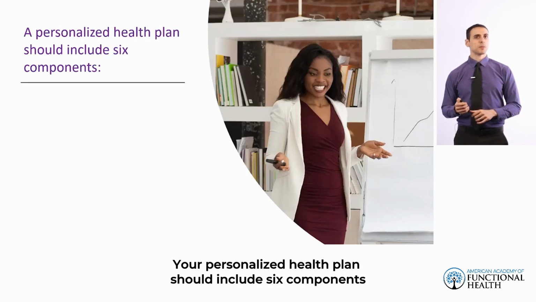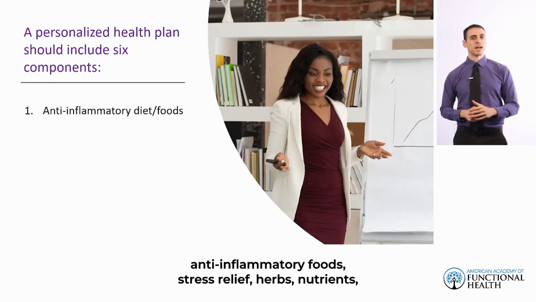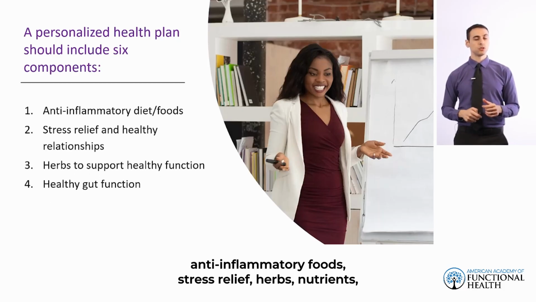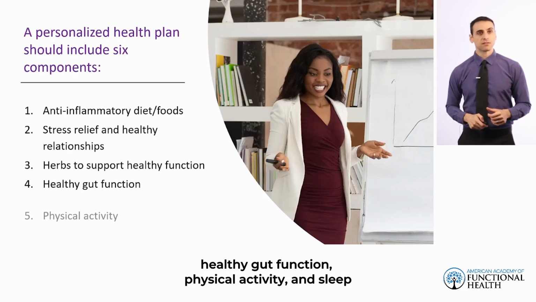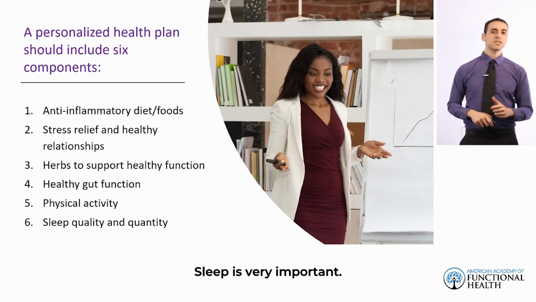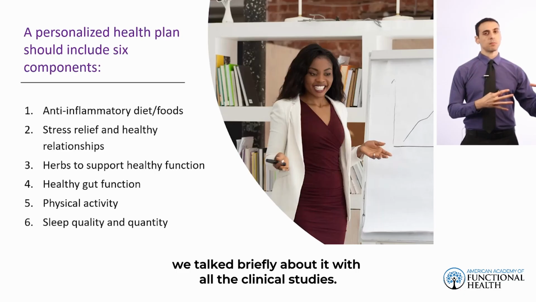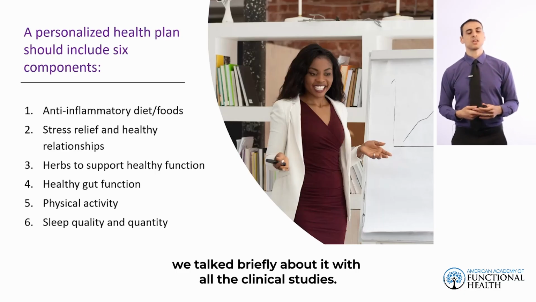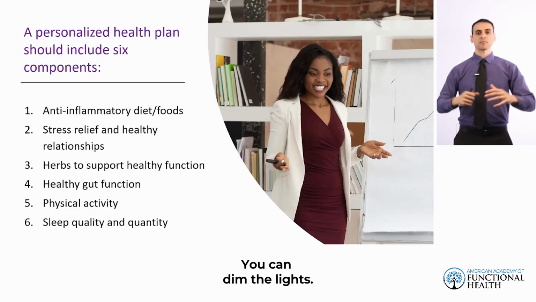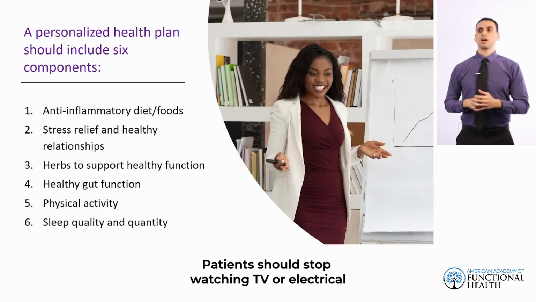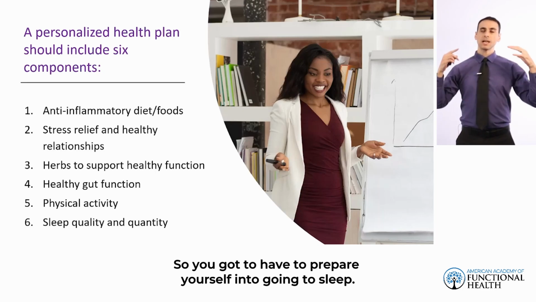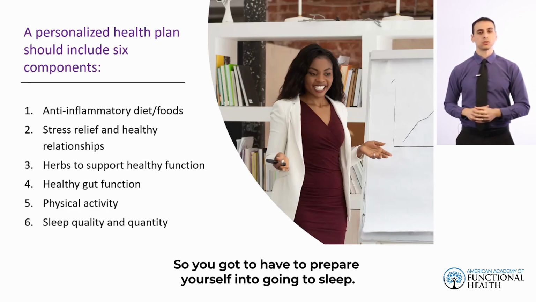Your personalized health plan should include 6 components: anti-inflammatory foods, stress relief, herbs, nutrients, healthy gut function, physical activity, and sleep quality and quantity. Sleep is very important. We talked briefly about it with all the clinical studies. You can use melatonin. You can dim the lights. Patients should stop watching TV or electrical devices before they go to sleep. So you have to prepare yourself for going to sleep.